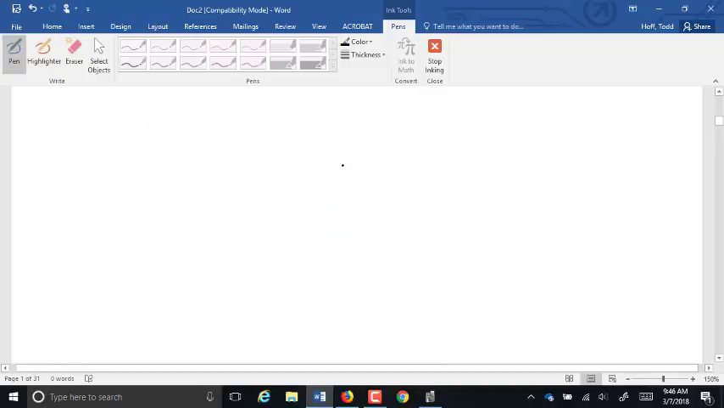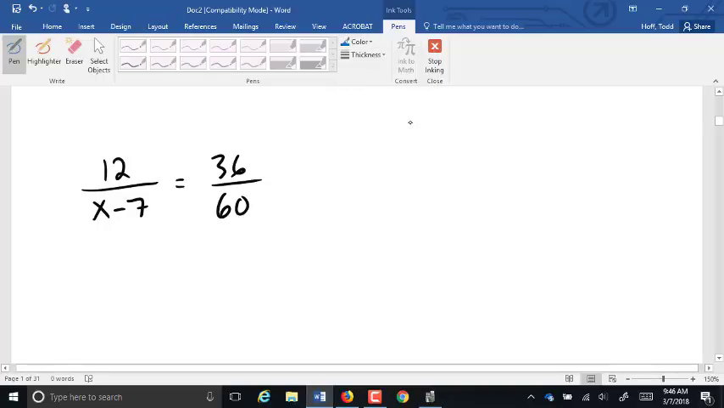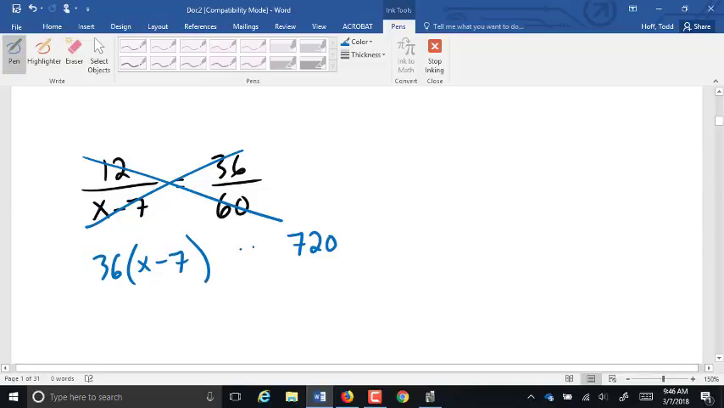You might have to deal with proportions. How would you solve something like this? We cross multiply. What is 12 times 60? Right? Then we multiply this direction, 36 times the x minus 7. And those have to be equal. So now it's just a matter of solving that equation.